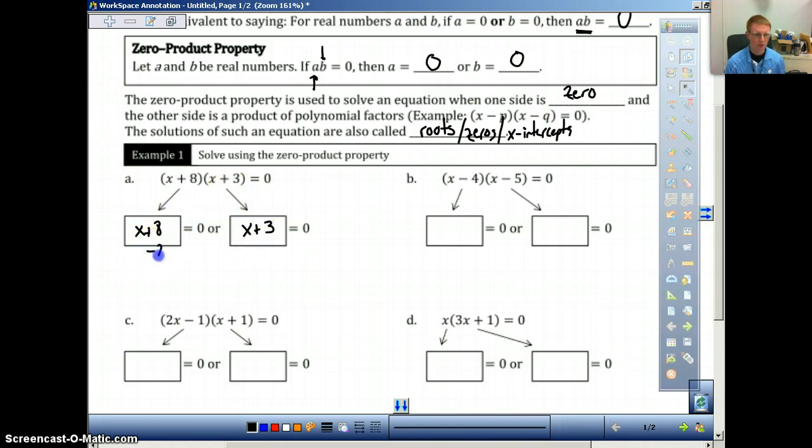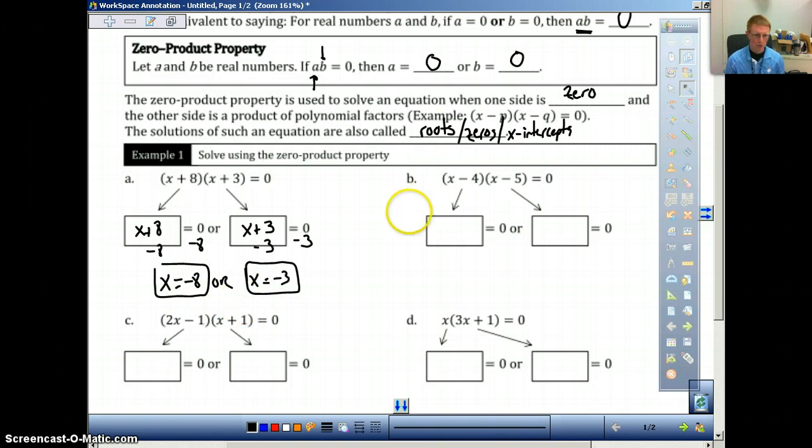So we solve each one of these equations. Minus 8 on both sides, we get x equals negative 8. Or minus 3 on both sides, we get x equals negative 3. So here's the point. If x is equal to negative 8, negative 8 plus 8 is equal to 0. 0 times anything is 0. That works. x equals negative 3. Negative 3 plus 3 is 0. Times anything is 0. That's why these two are both the solutions.